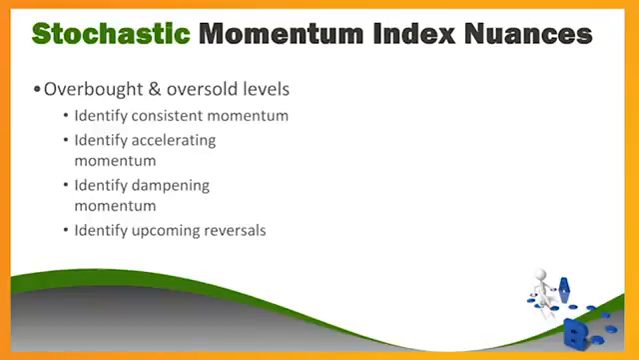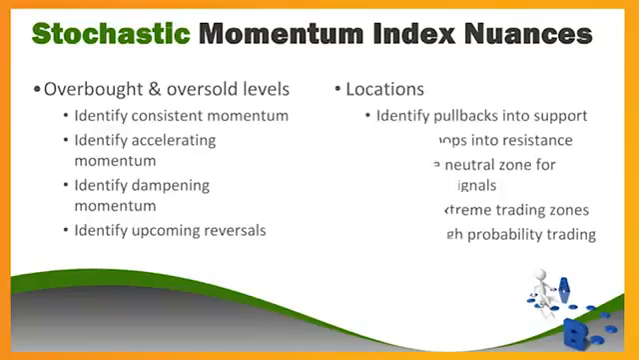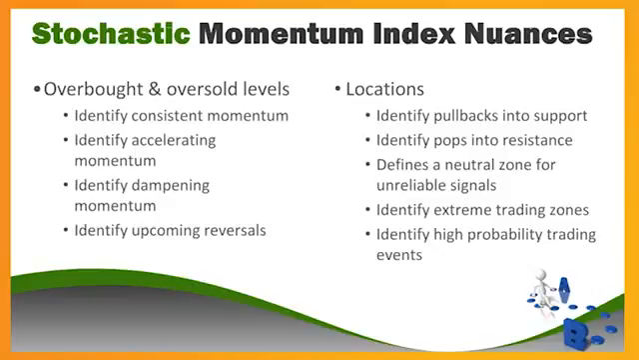And also the overbought and oversold levels, when they get into really extreme spaces, they really identify the potential for upcoming reversals. Here's another nuance that a lot of folks don't think about. The locations that the SMI sits in give us an idea of what it is most likely to do. For instance, if I am in a very trending zone, let's say my SMI is all the way up at 70, and it begins to roll over, many people begin to think, oh, this chart's rolling over, when indeed all it's doing is pulling back into support.